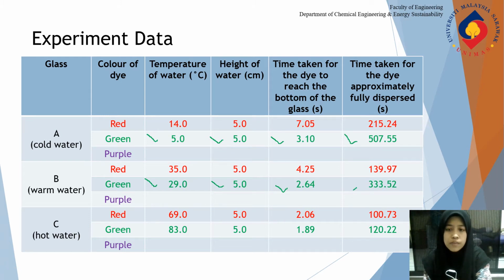333.52 seconds. And lastly, for glass C, which is hot water, the temperature of water recorded was 83.0 degrees Celsius. Height of water measured is 5.0 cm, and time taken for the first drop of green dye to reach the bottom of the glass is 1.89. And lastly, time taken for green dye approximately fully dispersed is 120.22 seconds.